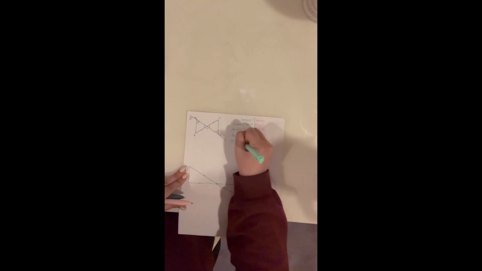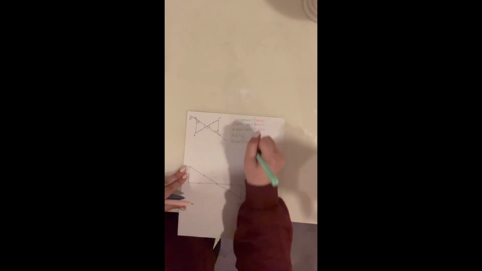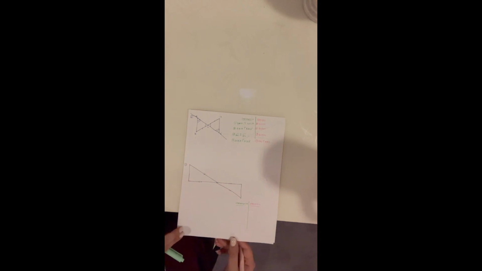So if you think about the theorem that would postulate for these two triangles to be congruent, it would be the angle-side theorem. So we would say that triangle BCA is congruent to triangle DCE because of angle-side is congruent to angle-side. Okay, so that is that.